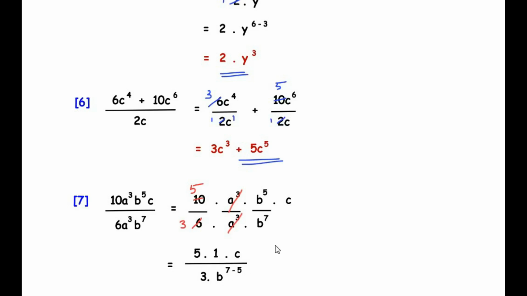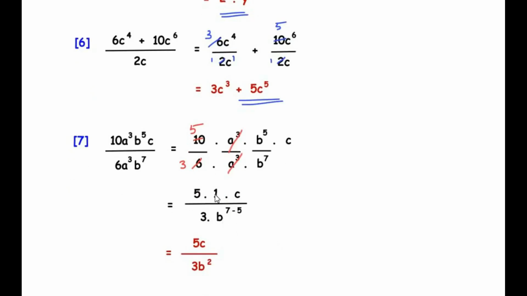So one final simplification step, 5 times 1 is 5 and 5 times c is 5c over 3 times b to the power of 7 minus 5 is 2. So here our answer is going to be 5c over 3b square. So this is how we use the laws of indices or exponents to solve these kind of examples.